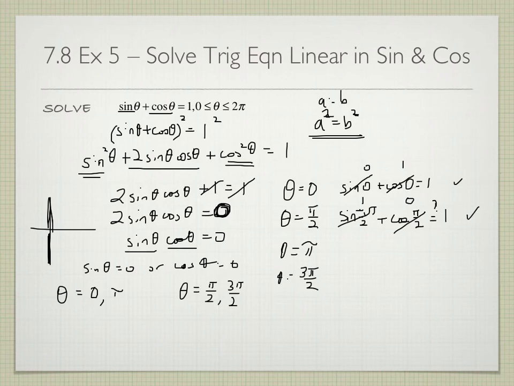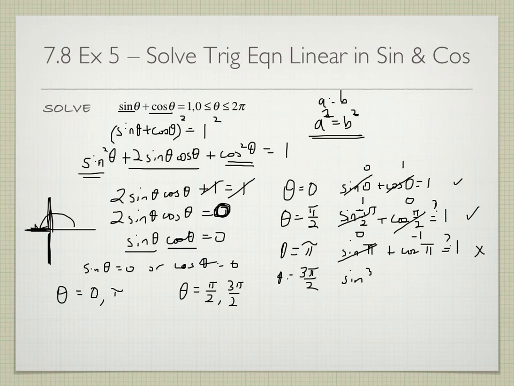Let's try pi. Sine of pi plus the cosine of pi, is that equal to 1? Sine of pi is 0. Cosine of pi, what's cosine of pi? Well, that's over here, this angle. Cosine will be negative 1, so that will not work. So that is an extraneous solution. So we're going to disregard that in our final answer.